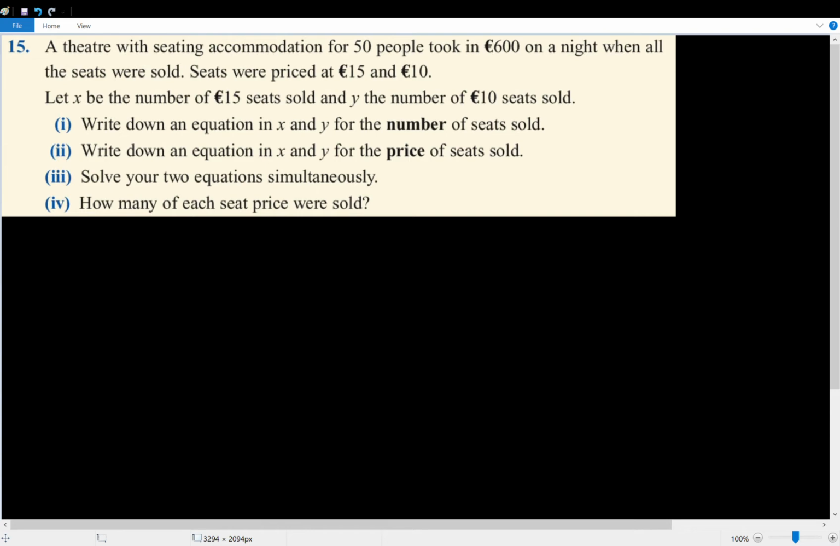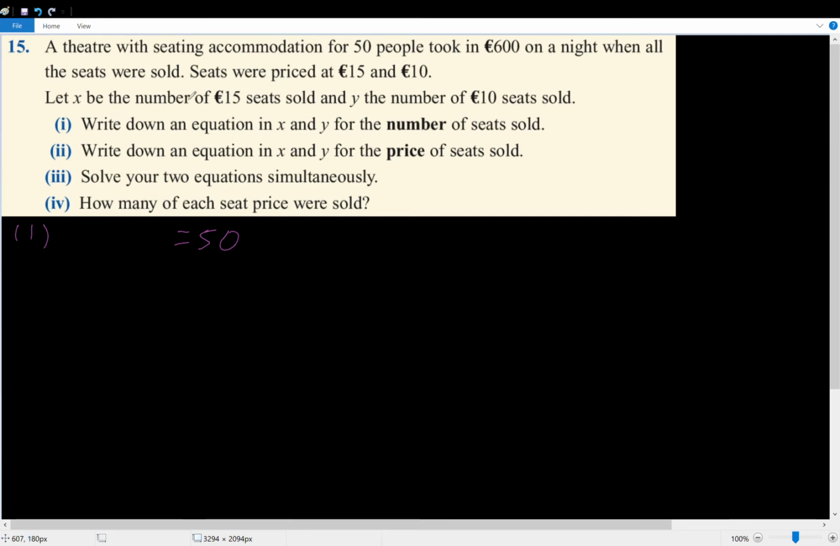So for part 1 of this, we have to write down an equation in X and Y for the number of seats sold. Well, we'll go back to the question. The theatre had seating accommodation for 50 people and all the seats were sold, which means that we know our answer is going to be equal to 50. And then we just have to fill in the X and Y that goes with this.